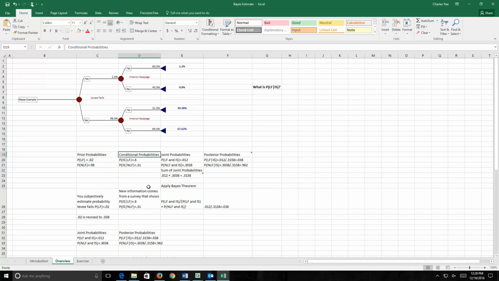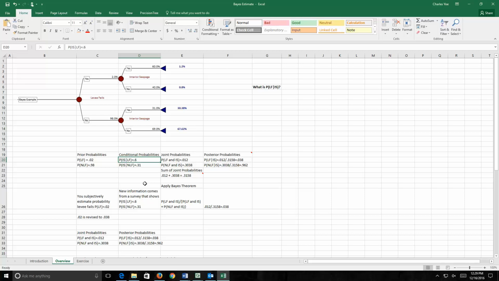Then we have conditional probabilities. First, we have the conditional probability that there is interior seepage given that there was a levee failure. Well, here we have the branch that gives that there is a levee failure, and we see 60% of the time there was interior seepage. So that 60% is a conditional probability.